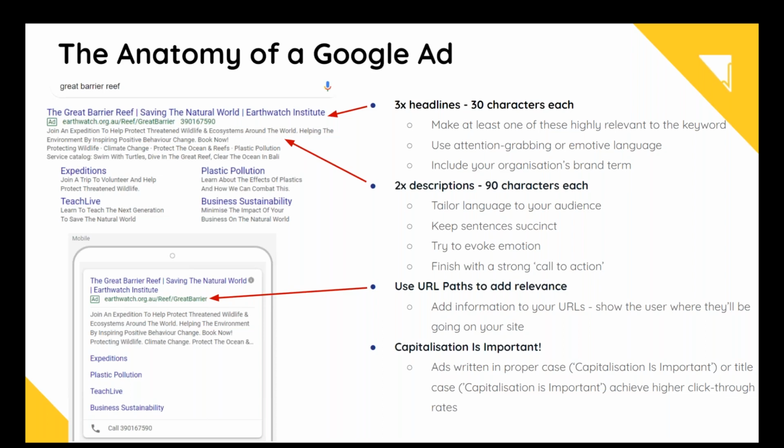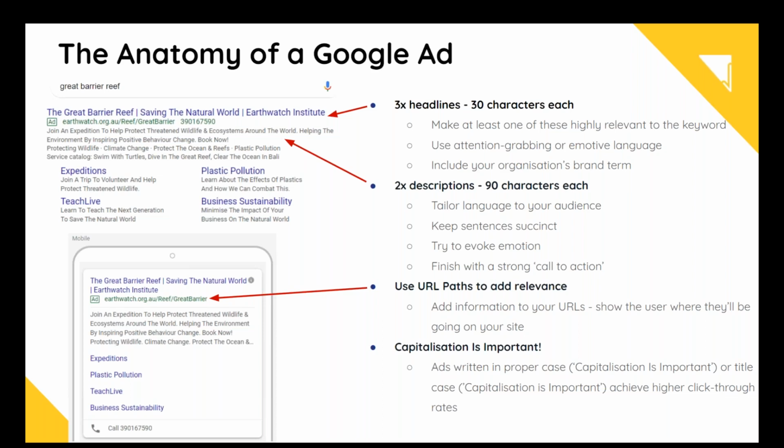As well as these elements, your website's URL will also get automatically pulled into your ads. So you'll see that in green just below the headlines. And it's actually possible to add extra information to the end of those to show the user where they'll be going on your site. These bits of information are known as paths, and they're basically short sections after the / at the end of the URL.